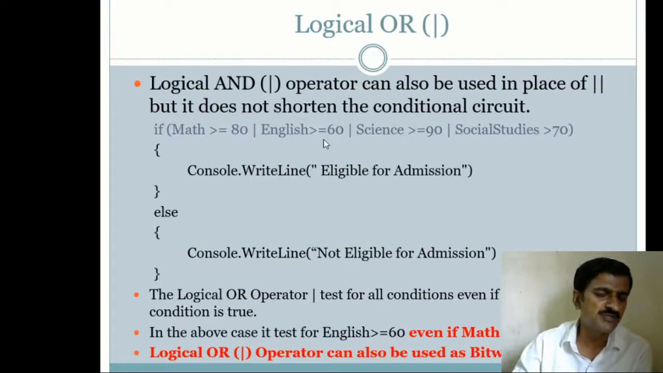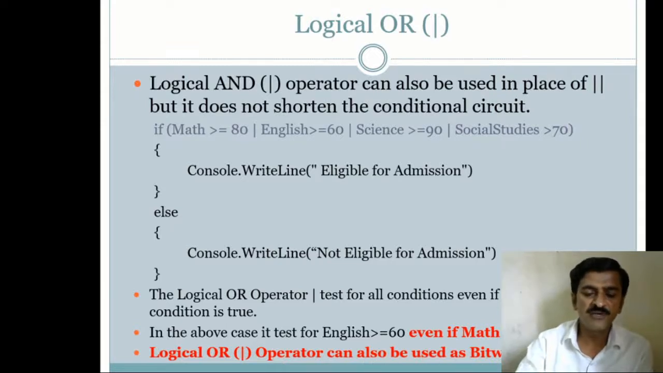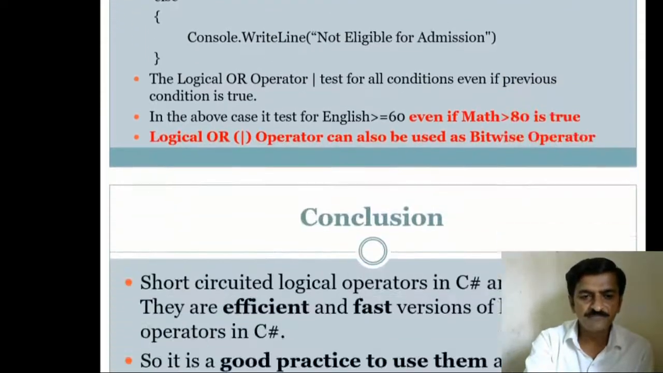But there is no use in this. If one of the conditions is true, the result of this expression will definitely be true, but it spends time testing all the conditions. So this time we can save by using the double OR operator here. The logical single OR operator tests all conditions even if the previous condition is true. In the above case, it tests whether English mark is greater than 60 even if math mark greater than 80 is true. The single OR operator can also be used as a bitwise operator, like the bitwise AND operator.